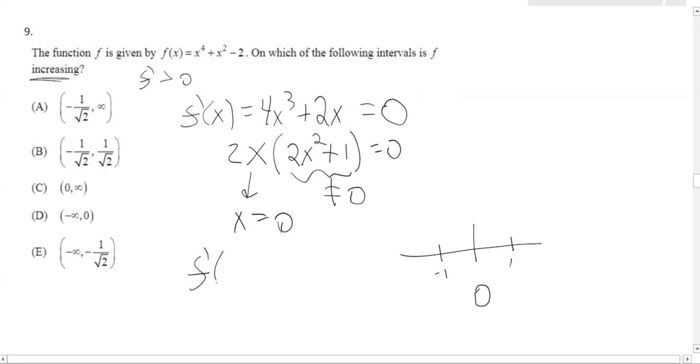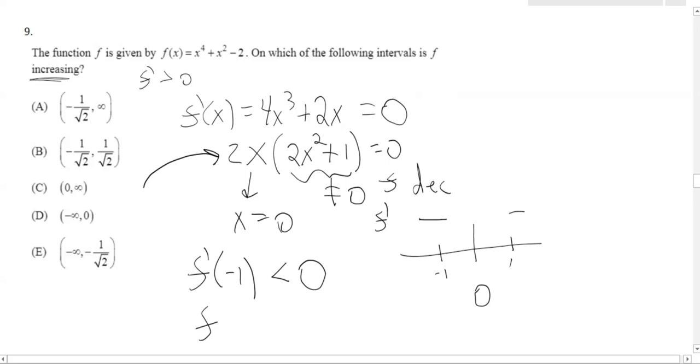So f prime of -1. If I plug -1 in here, I would end up with -2 times a positive number, because 2x squared plus 1 is always positive. So negative times a positive is a negative. So I know that f prime is negative, or f is decreasing, on the interval -infinity to 0. Doesn't automatically mean that this interval is going to be increasing from 0 to infinity.